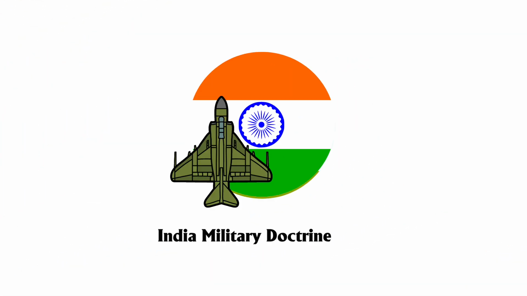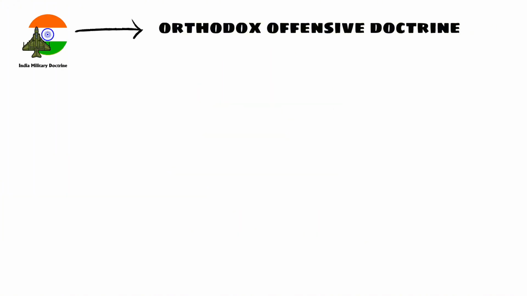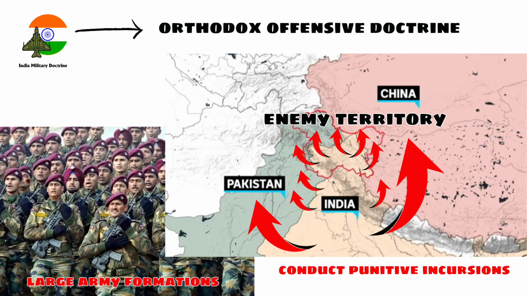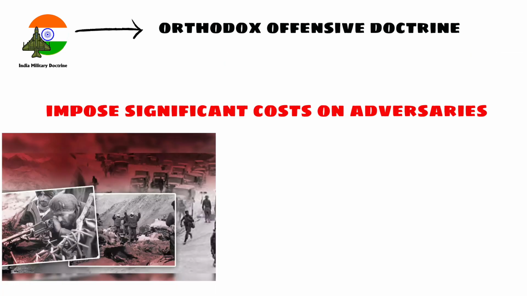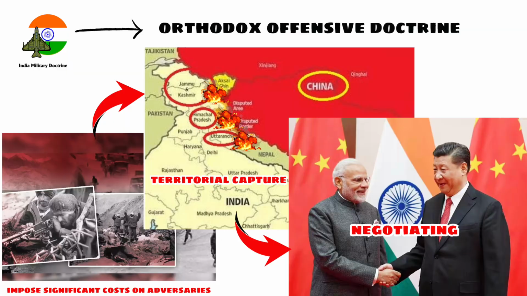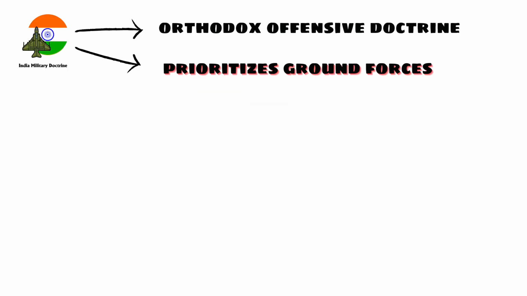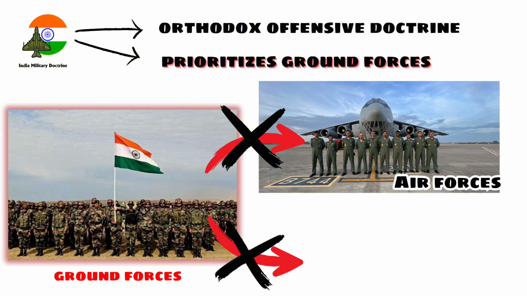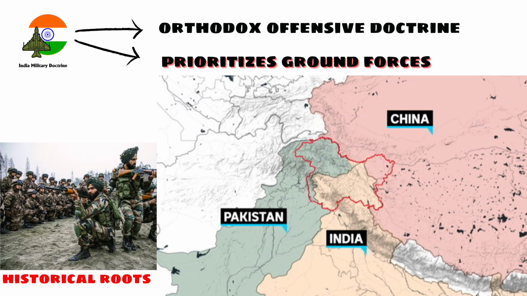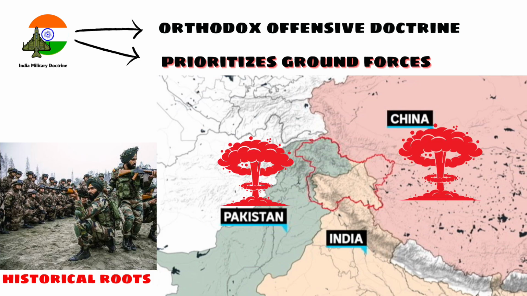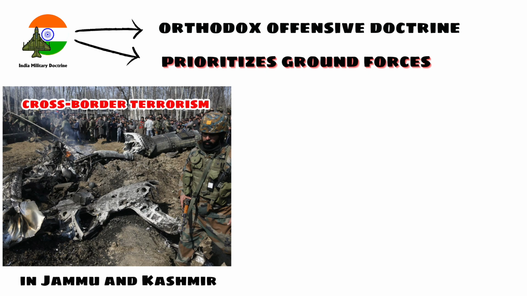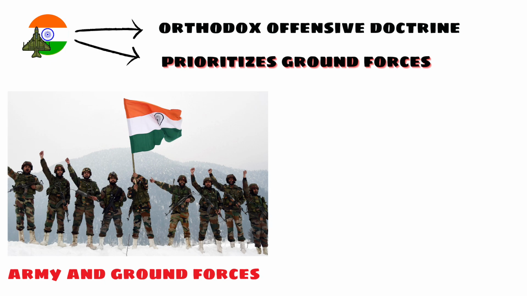India military doctrine. India's military strategy is defined by an orthodox offensive doctrine, relying on large army formations to conduct punitive incursions into enemy territory. The strategy aims to impose significant costs on adversaries, often through territorial capture to strengthen post-war negotiating position. The Indian military doctrine prioritizes ground forces with limited coordination among military branches. This ground-focused strategy has historical roots. Positioned between hostile neighbors, Pakistan and China, India has fought 5 significant land wars in the north. Current threats like cross-border terrorism in Jammu and Kashmir and Chinese incursions are also managed by the army and ground forces.